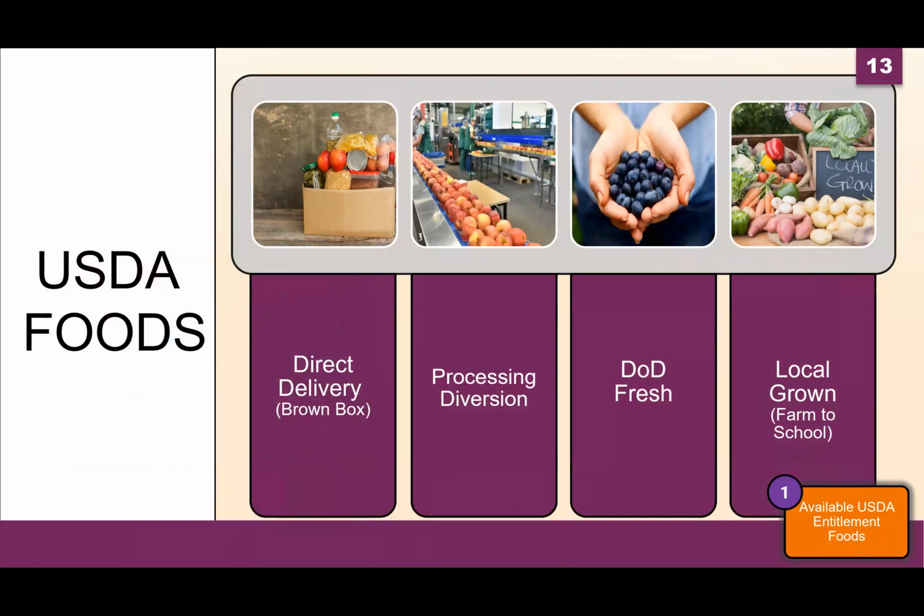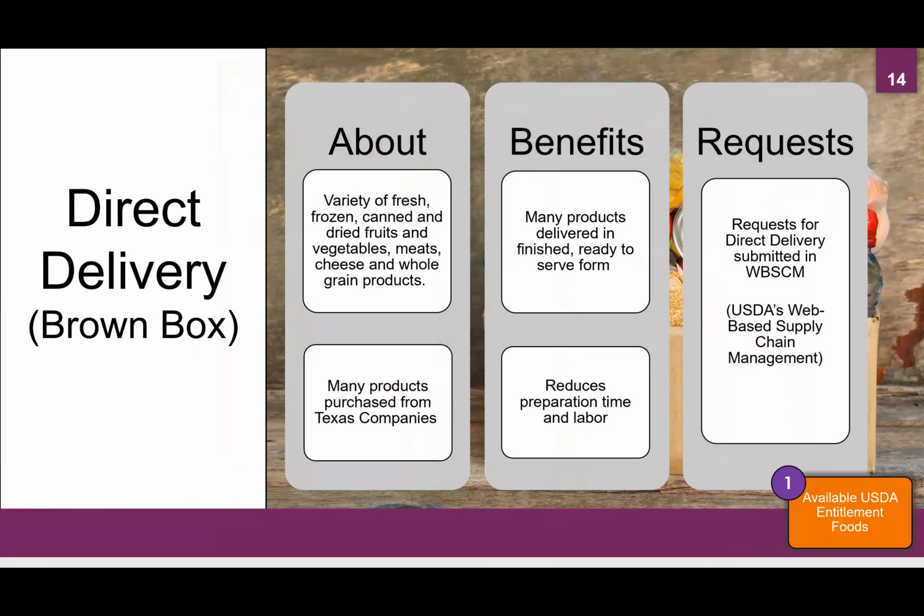Okay, so USDA foods. We'll go through the different USDA foods available and the benefits. So these are the four different programs. We have direct delivery, also formerly known as brown box, processing, diversion, DOD Fresh, and Local Grown, which is formerly known as Farm to School. So let's go ahead and dive deeper into those four.